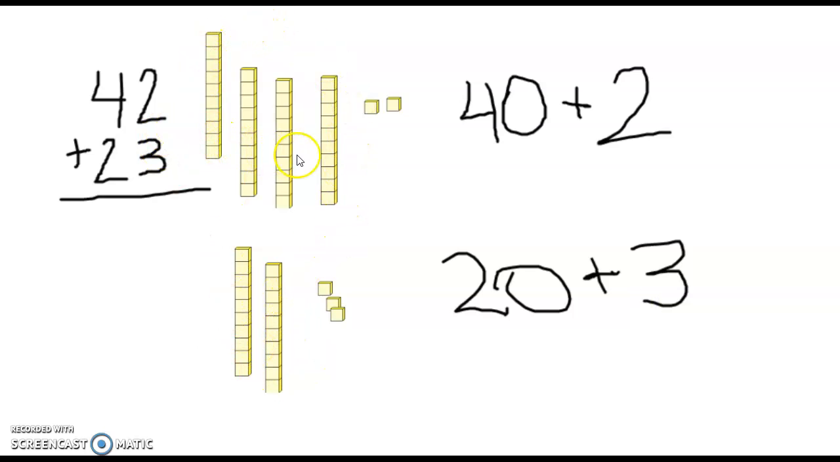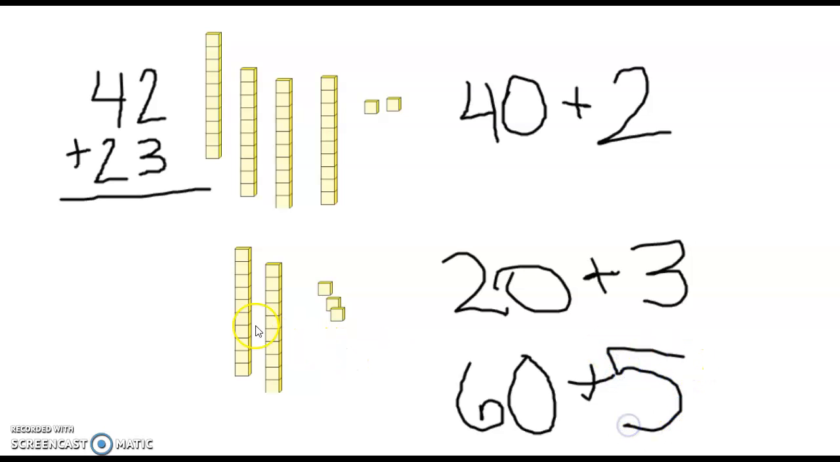I have 1, 2, 3, 4, 5, 6 longs, or 6 tens. That makes 60. And I have 1, 2, 3, 4, 5 ones. I know when I combine the tens together, the ones together, I have 60 plus 5, and that makes 65 books read for this team.